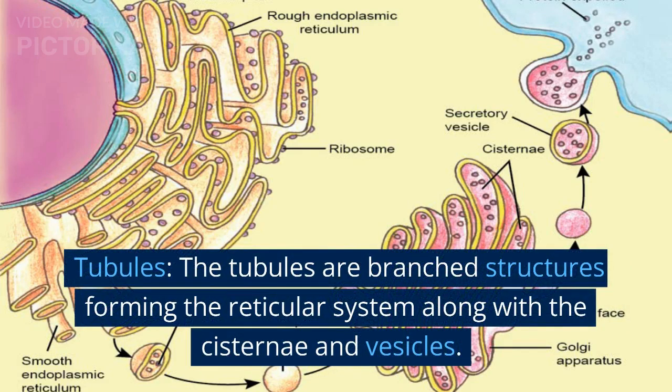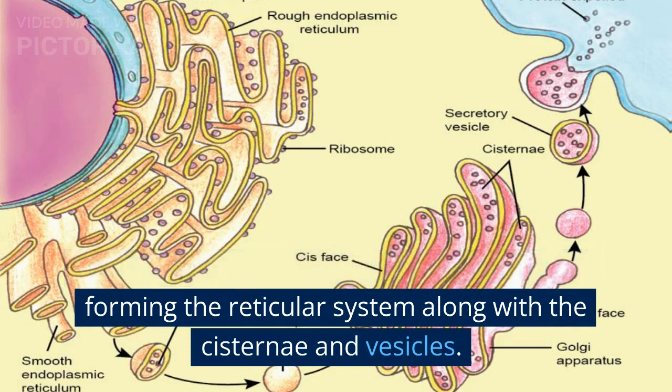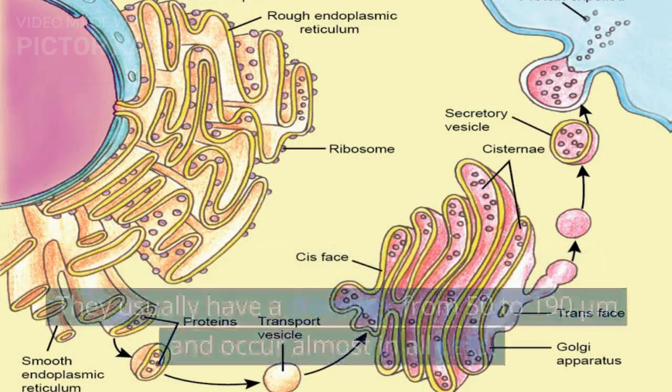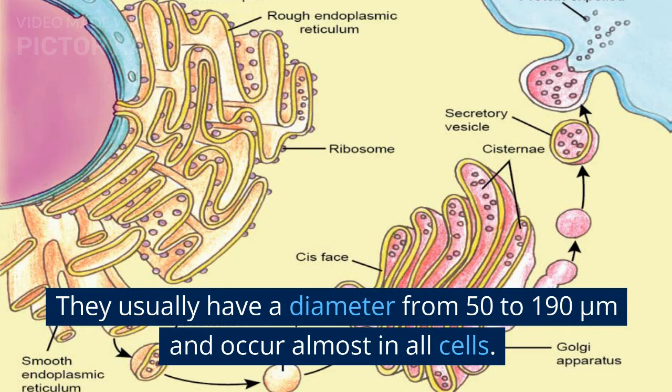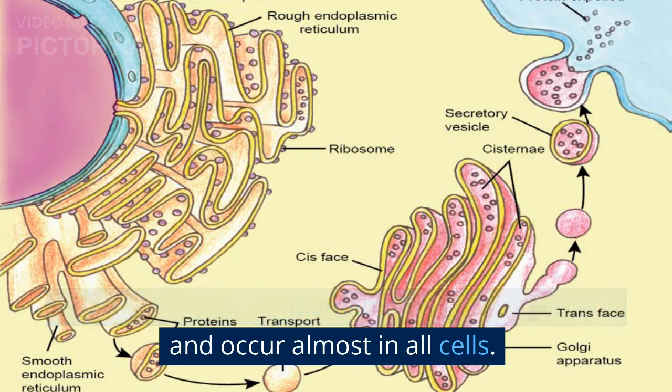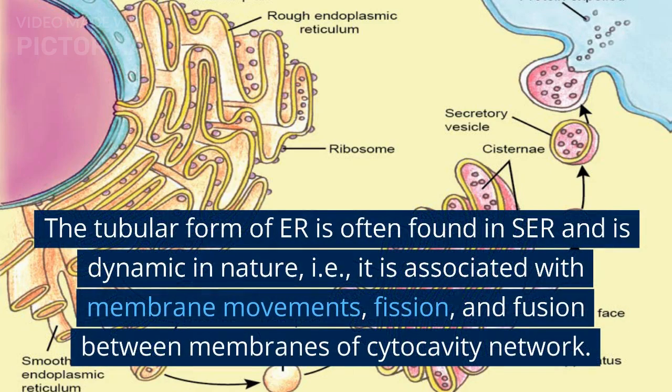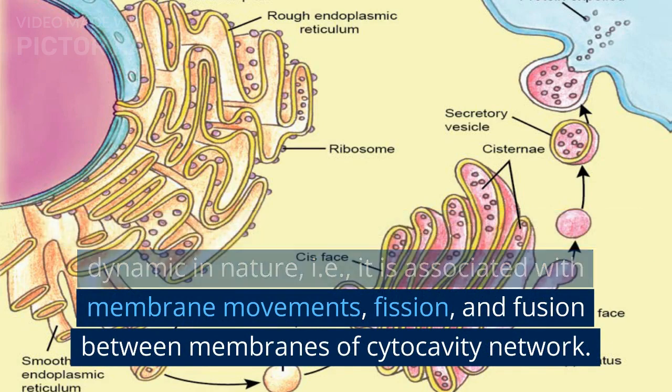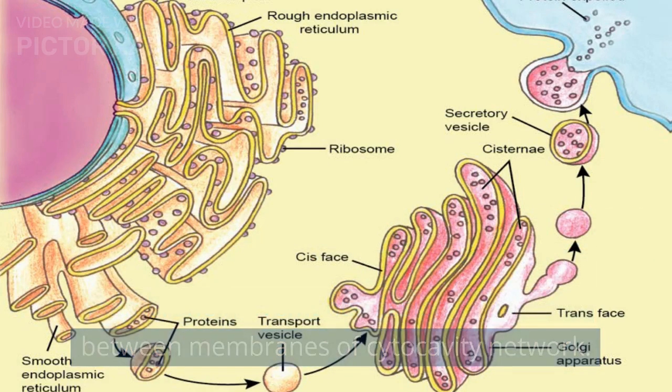Tubules. The tubules are branched structures forming the reticular system along with the cisternae and vesicles. They usually have a diameter from 50 to 190 micrometers and occur in almost all cells. The tubular form of ER is often found in SER and is dynamic in nature, i.e., it is associated with membrane movements, fission, and fusion between membranes of the cytocavity network.